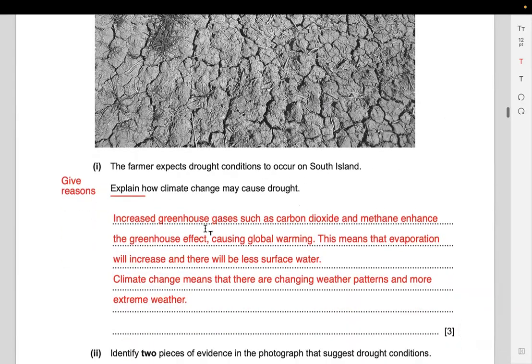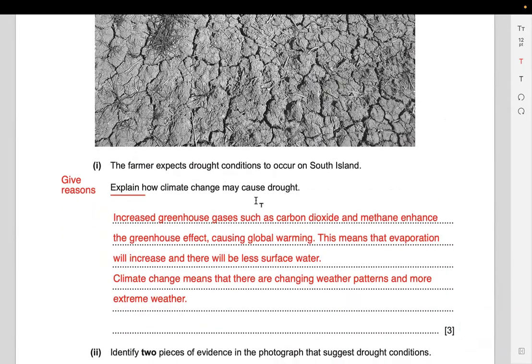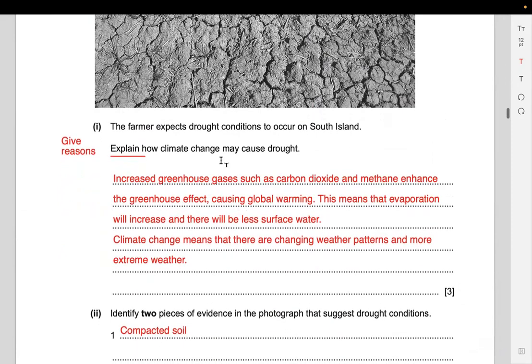Explain means give reasons how climate change may cause drought. Whenever you get a climate change question, you're going to talk about greenhouse gases. And whenever you talk about greenhouse gases, you're going to name a couple. So increased greenhouse gases, such as carbon dioxide and methane. I'm hoping that might be 2 marks. Enhance the greenhouse effect, causing global warming. It's definitely going to be a mark or two there.